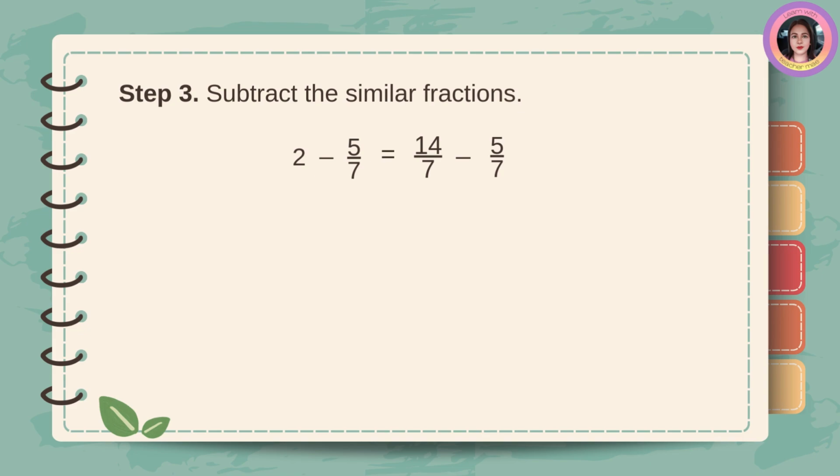Step 3, subtract the similar fractions. 2 minus 5/7 is equal to 14/7 minus 5/7. Subtract the numerator 14 and 5. 14 minus 5 is 9. Copy the denominator 7. The answer is 9/7 or 1 and 2/7.